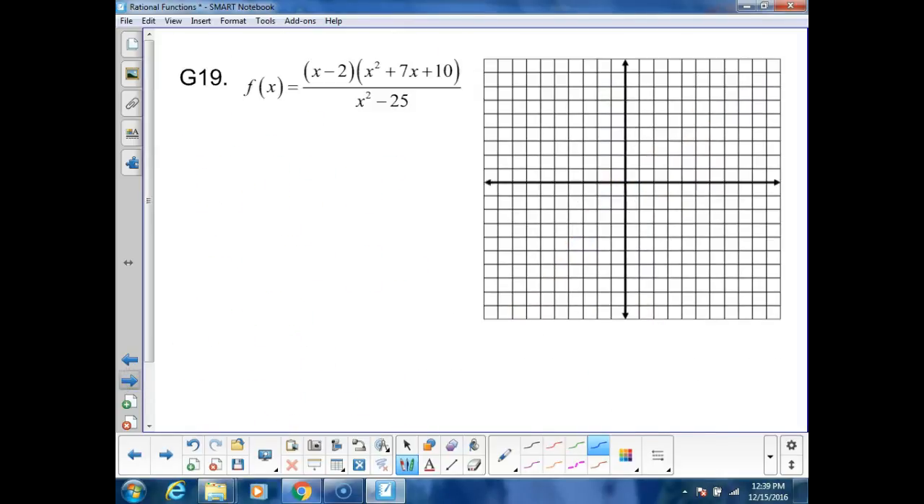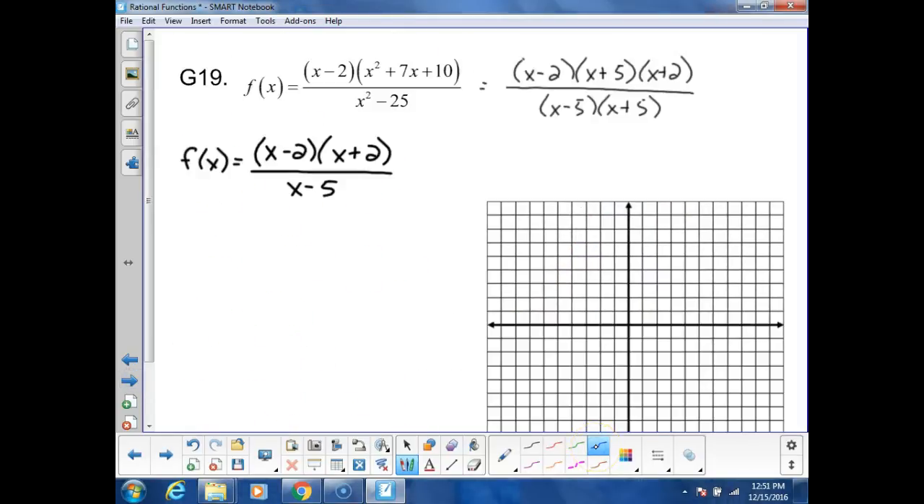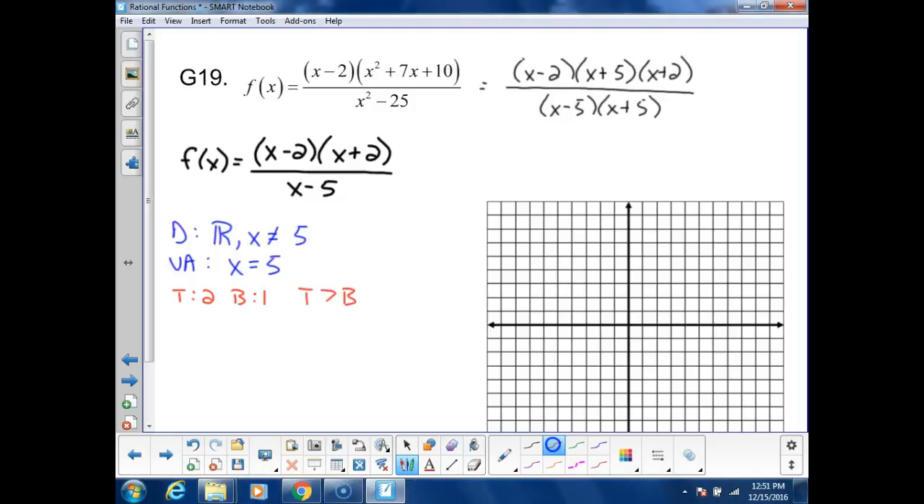So pick it up midway through. Okay. Domain, all real numbers. X can't equal 5. Gives me a vertical asymptote of x equals 5. Top has got a degree of 2. Bottom has got a degree of 1. So that's a none horizontal asymptote case.